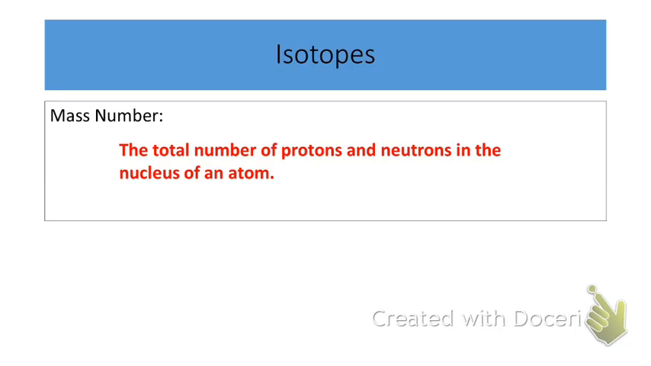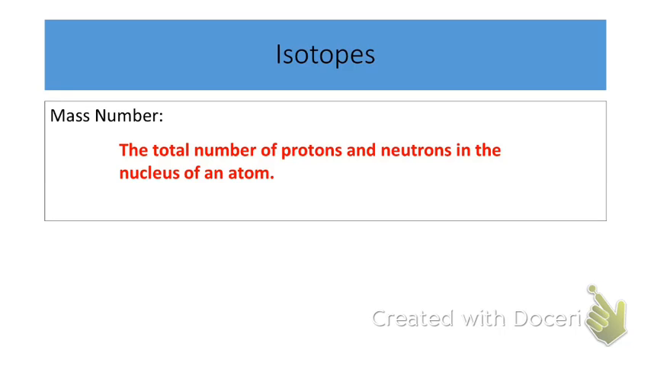All right, so again, by definition, the mass number is the total number of protons and neutrons in the nucleus of an atom. Now we can use the periodic table to determine the number of protons, right? That's the atomic number, so that would be so easy. To find the number of neutrons, you take the mass number and subtract the number of protons from it.